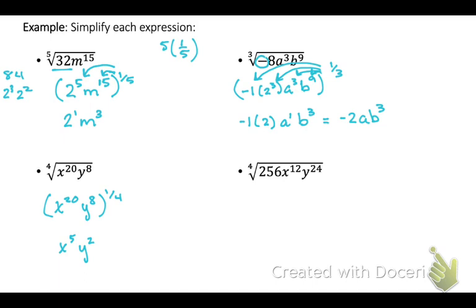So all you do is multiply this in. You're taking 1/4 of 20, so 20 divided by 4. So on the next one, do I take it into 256? Yeah. So we need to break down 256.